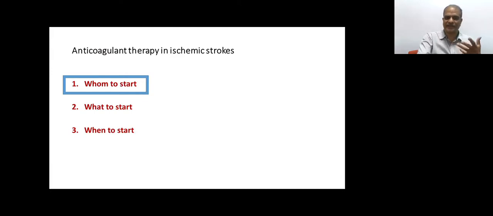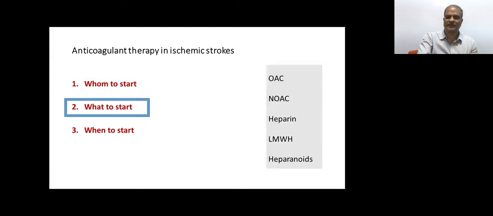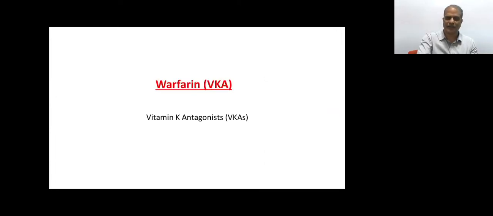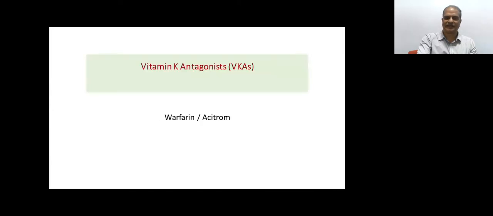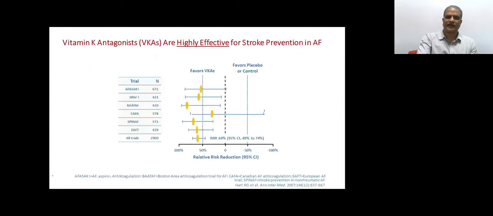So the next question is what we can start for these patients. As we saw in the first few slides, we have a choice between oral anticoagulation, newer anticoagulation, heparin, heparinoids, etc. So first we look at warfarin, because this has been there for almost 60 years now, a well-studied, well-established drug. And there have been multiple studies looking at the efficacy of warfarin in stroke prevention. It is very, very effective.